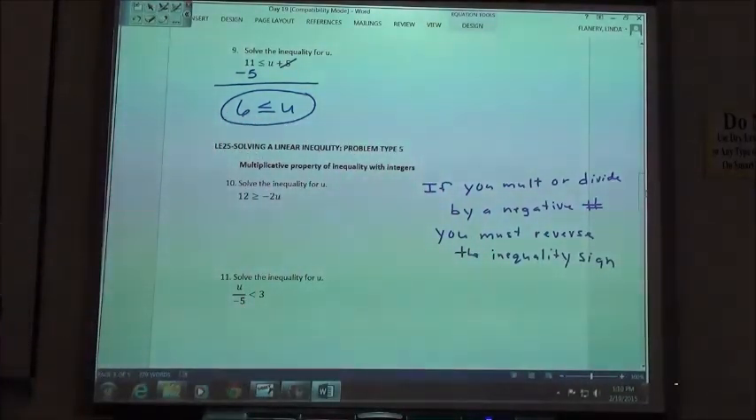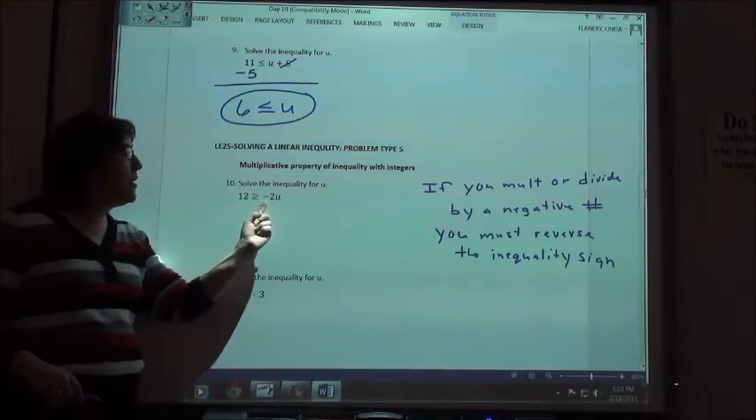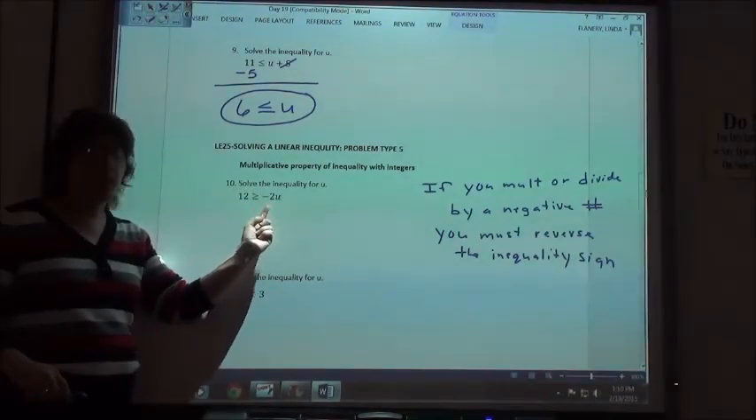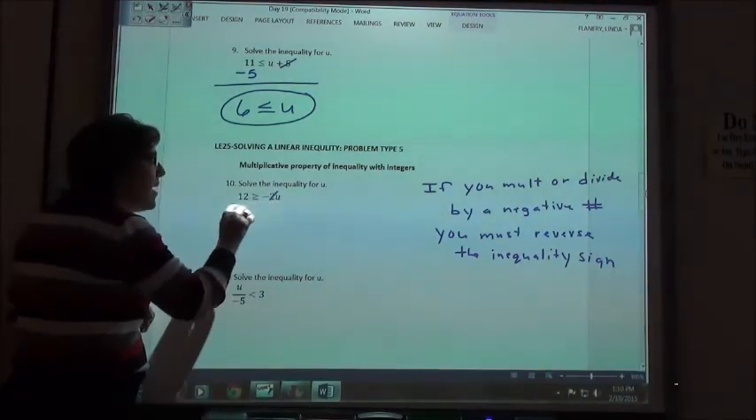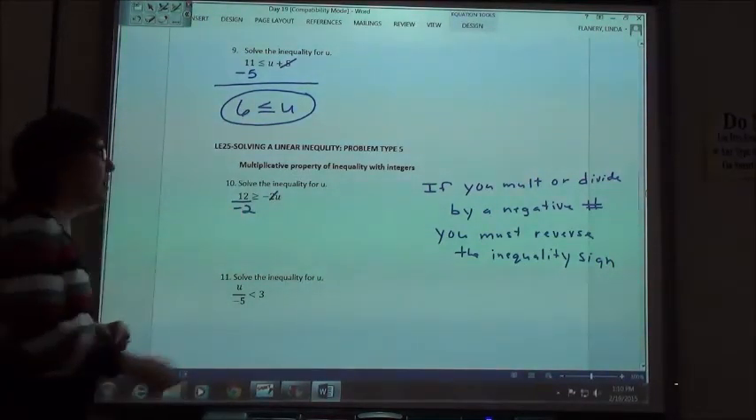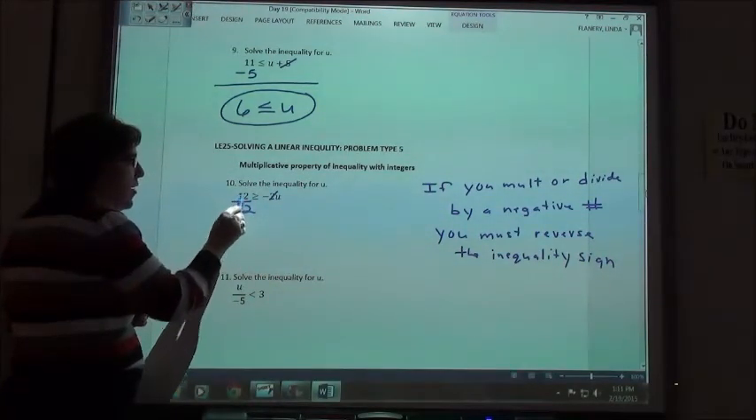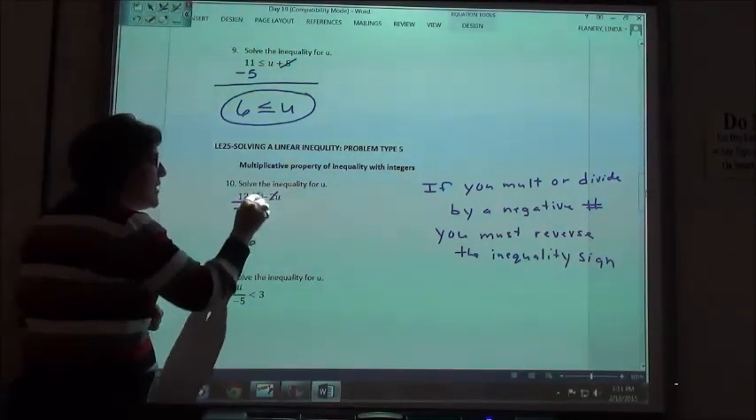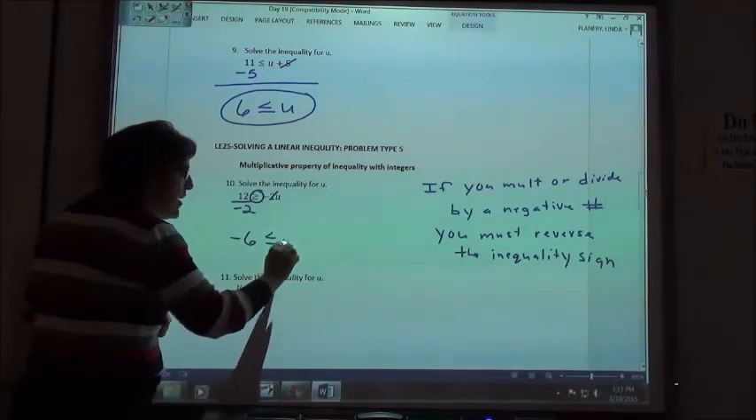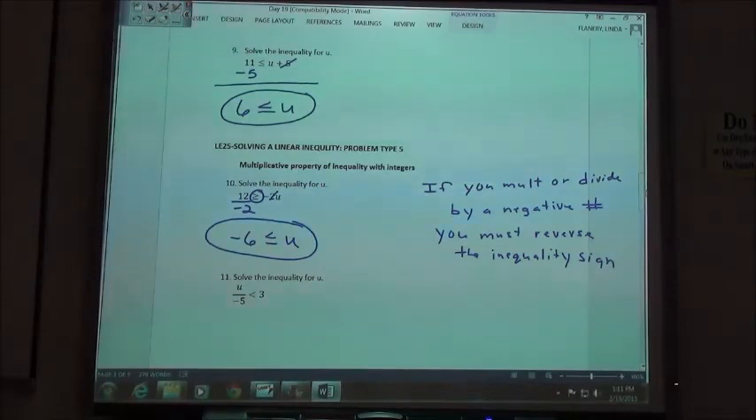That means if your coefficient, or the number right by the variable, is negative, you're going to end up flipping your sign around. So if I look at this one, it says 12 is greater than or equal to negative 2U. In order to solve this one, I end up dividing by the negative 2. Since that bottom number is negative, I end up flipping my sign, still leaving it in the same order. 12 divided by negative 2 is negative 6. But this is going to be less than or equal to U then. So my answer is negative 6 is less than or equal to U.